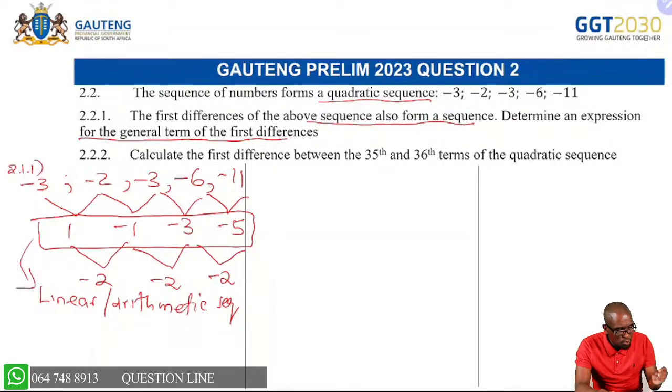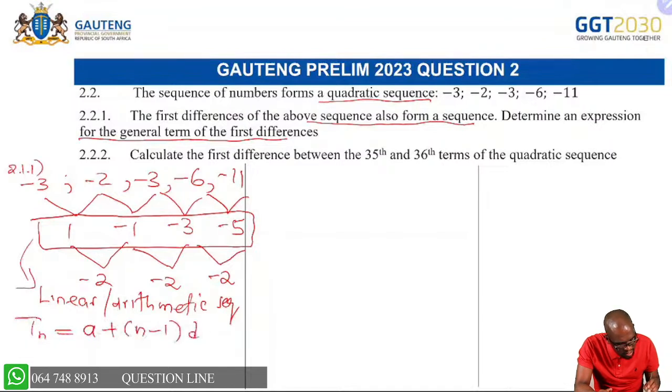Now, from here, we want to find the general term, because that's what the question asks of us. It says, find the general term of the first differences. So we're going to be using Tn is a plus n minus 1 d. That's how we find the general term of an arithmetic sequence. I'm going to continue with it here.